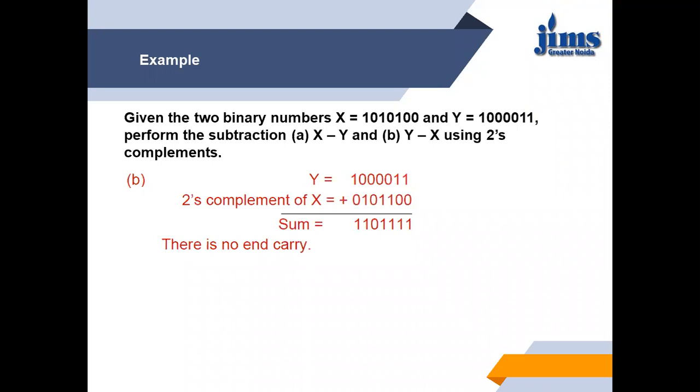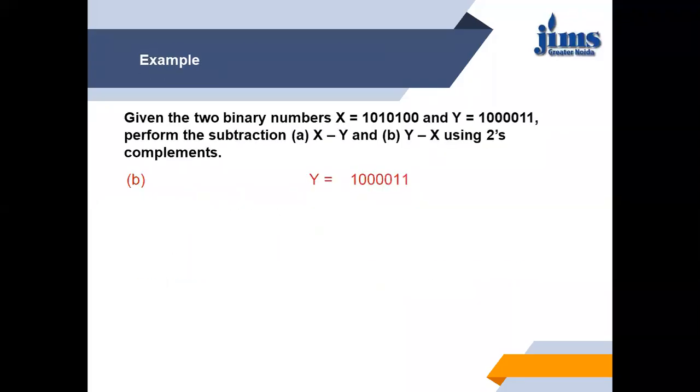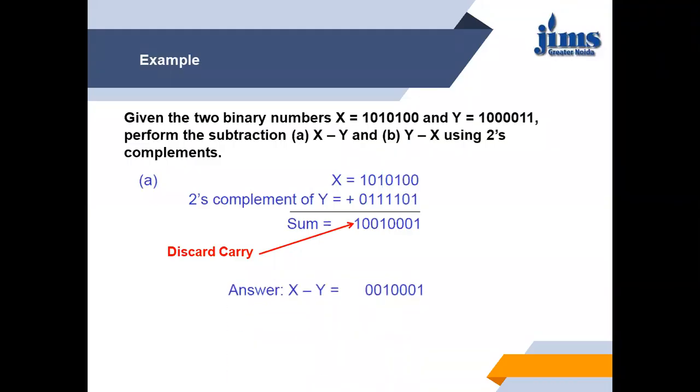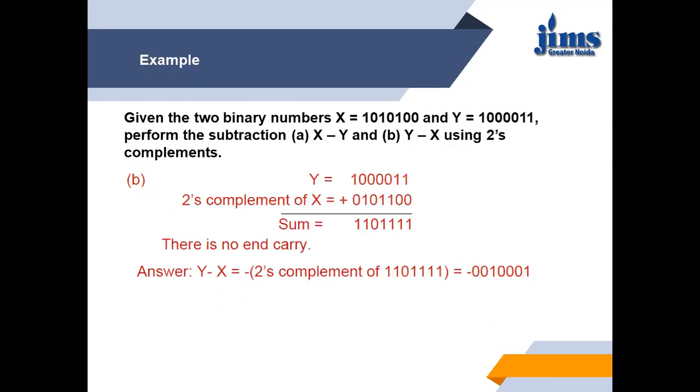That means we have to take again the 2's complement of the sum. I have taken the 2's complement of the sum: first take the 1's complement, then add 1 to it and put the negative sign. Then the result is 0 0 1 0 0 0 1. That is your answer. The answer is the same. In case of X minus Y, it is 0 0 1 0 0 0 1, and in case of Y minus X, the answer is again the same, but negative. So here we have put a negative sign, 0 0 1 0 0 0 1.